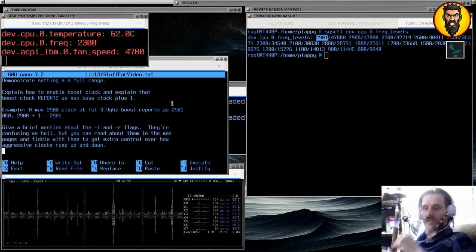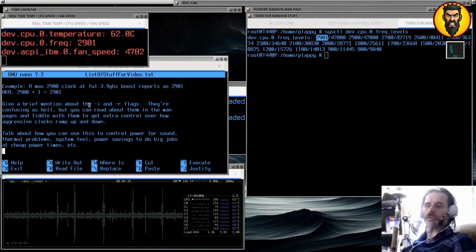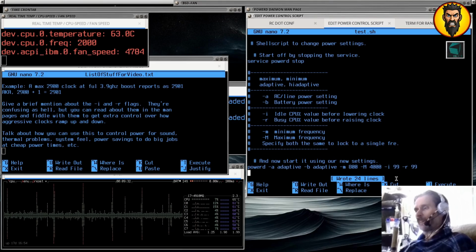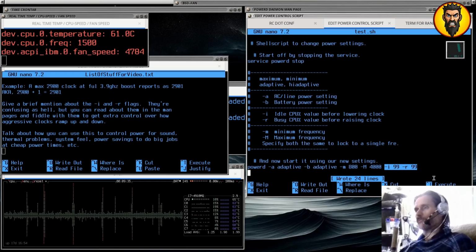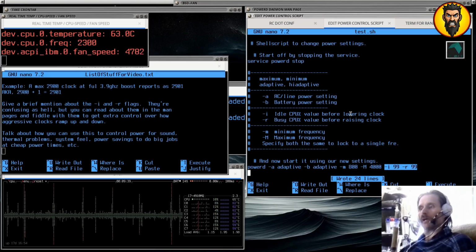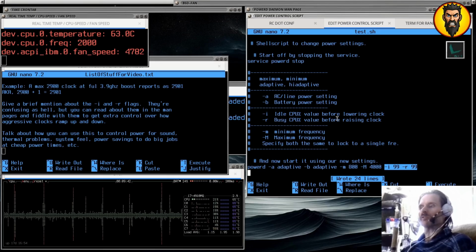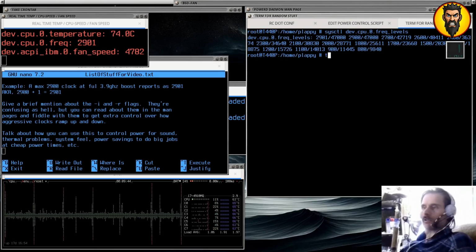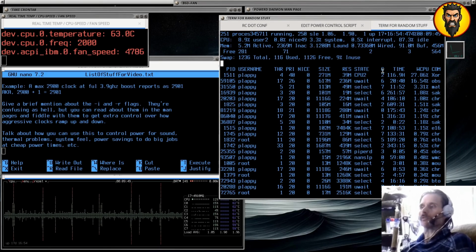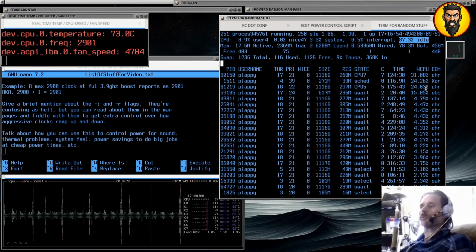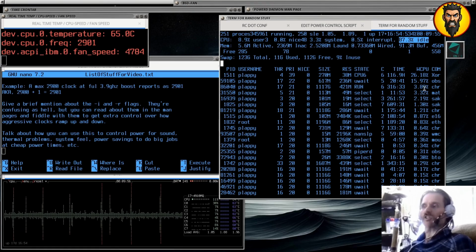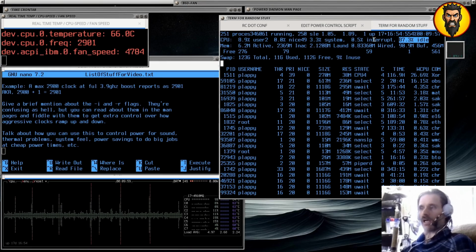So, okay, we mentioned the -I and -R flags, so let's cover those now. These two flags, if we take a look at our little description here: idle CPU value before lowering the clock and busy CPU before raising the clock. So what we're going to do is run top. And I want you to notice how it reports the amount of CPU being used. It doesn't tell you CPU in use. It tells you how much is idle. In this case, 87% idle, right?